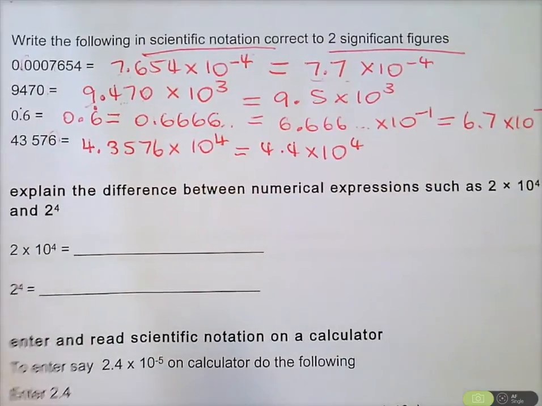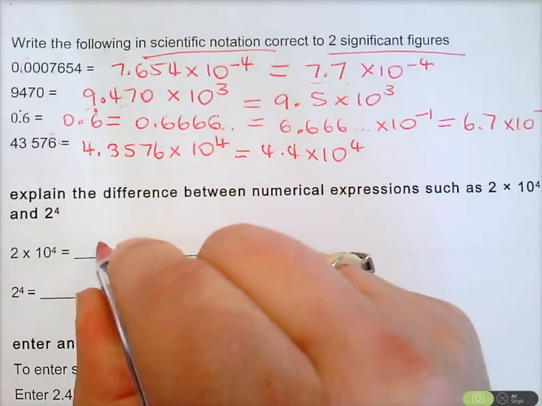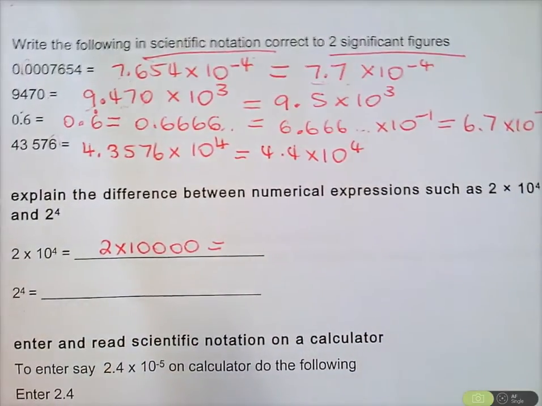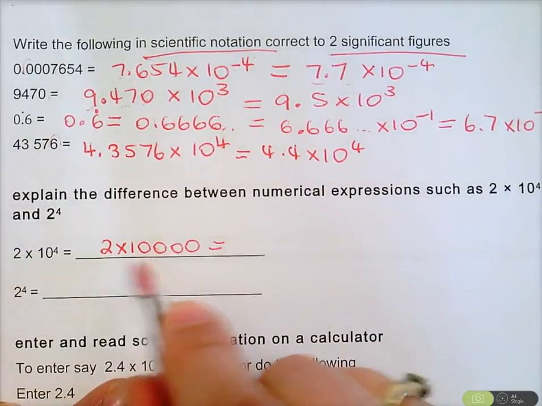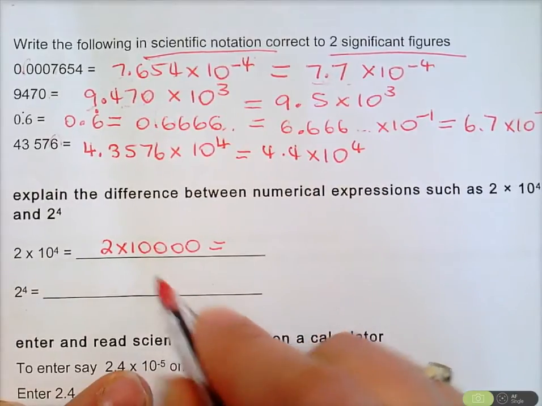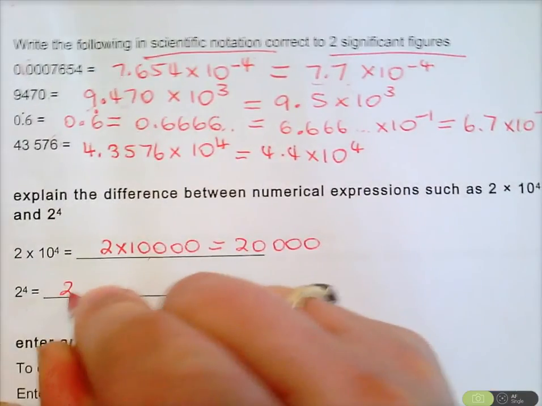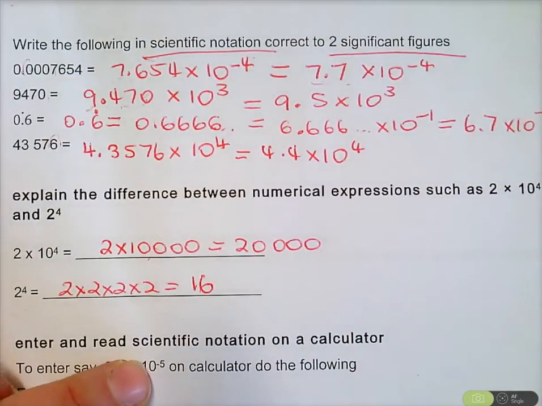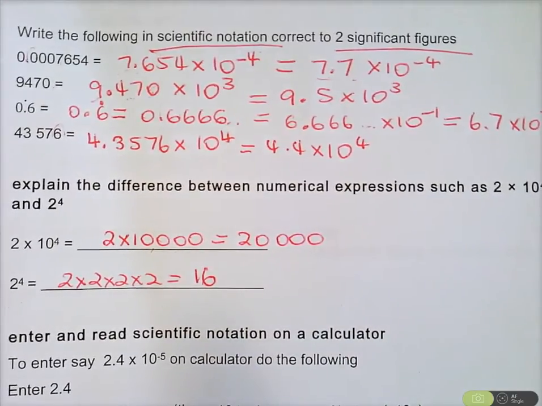Well, when they ask you a question like this, I don't want a sentence. Work them out, and then you can write a nice little conclusion. So 2 times 10 to the power of 4 is 2 times 10,000. We already said 10 squared was 100, 10 cubed is 1,000, and 10 to the power of 4 is 10 times 10 times 10 times 10. So it's 2 times 10,000, which is 20,000. And 2 to the power of 4 is 2 times 2 times 2 times 2, which is 16. So they're very different, aren't they? Now, how do you enter things like 2 times 10 to the power of 4 on your calculator?